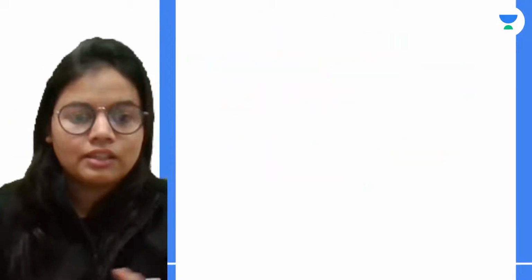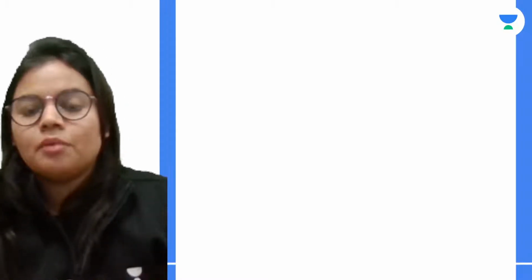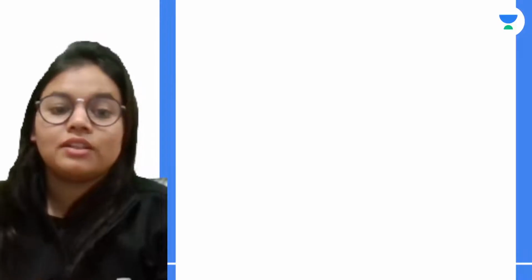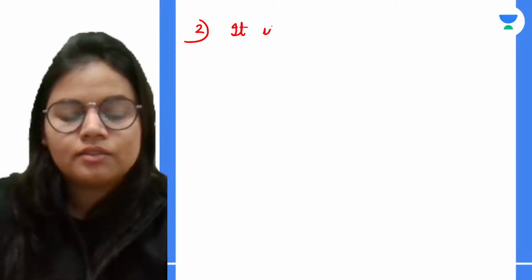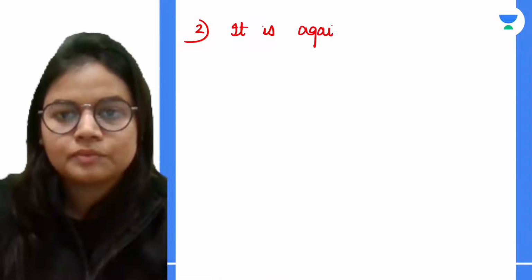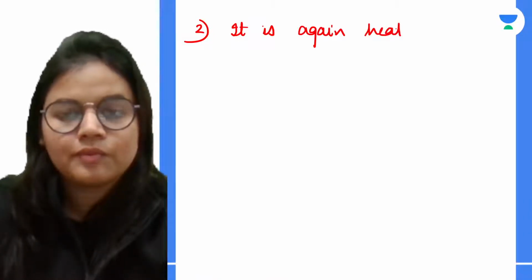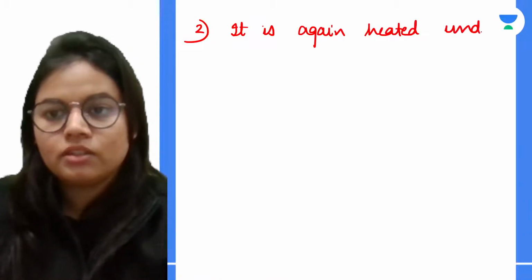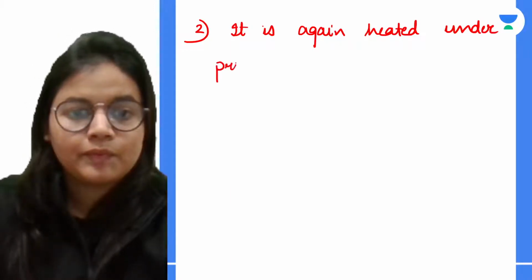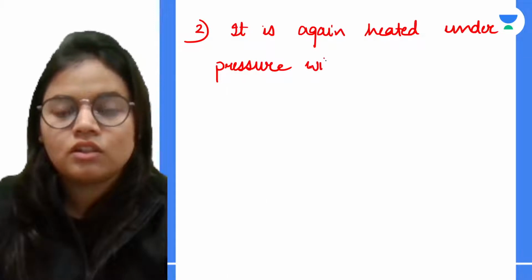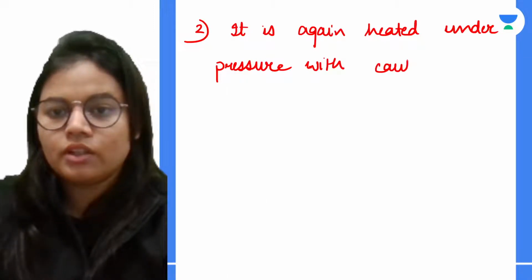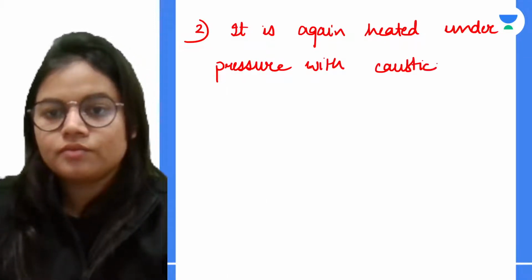First point done. After that, what are we doing? We are again heating it, this time under a pressure. And with pressure we are also using some other substance. Now what is it? It is again heated under pressure with caustic soda, that is sodium hydroxide.